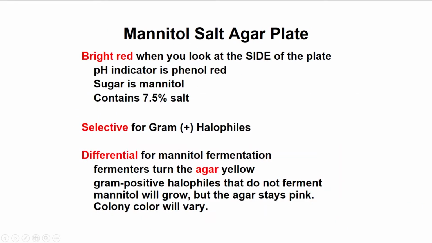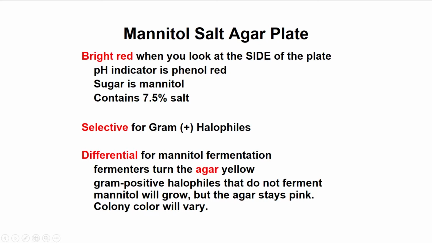All right, for the back side of the paper, we have the mannitol salt agar plates. These are really bright red when you look at the side of the plate, and that's usually how you want to look at the plates when you're trying to analyze what color they are. Just to differentiate them, if you look at the side, it's a lot easier. The pH indicator in here is our old friend phenol red. The sugar that we're looking at is mannitol, and it contains 7.5% salt, so that's a very salty media. It inhibits anything that doesn't like to grow in salty environments.